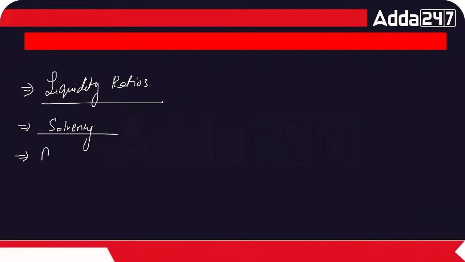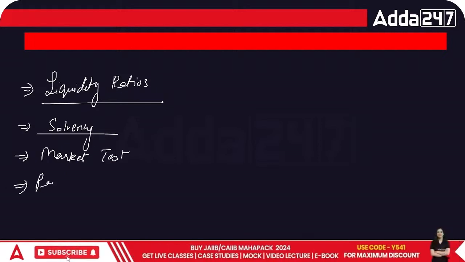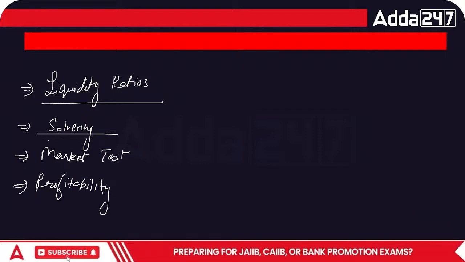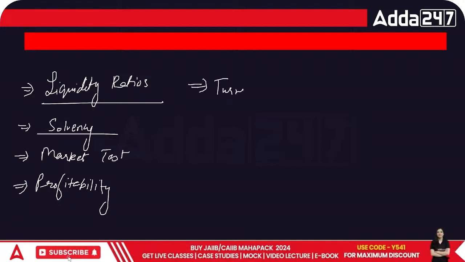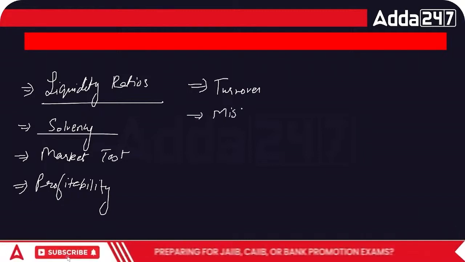Then is market test. Then is profitability. 1, 2, 3, 4. Done. Fifth is turnover. And sixth is miscellaneous. These were the 6 types of ratios.